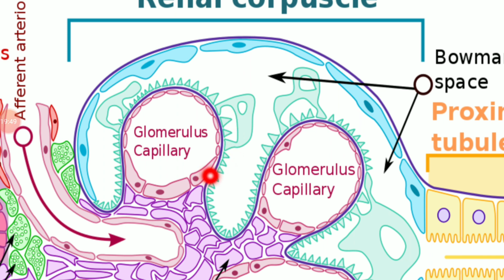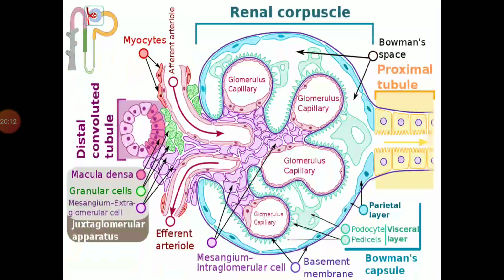Now you see that the basement membrane of this capillary is even being shared by the basement membrane of another capillary, right? So the basement membrane is like a sheath which is being shared by the capillaries over here, because the capillaries have anastomosis. And in between this basement membrane, here you can see another group of cells, and this group of cells are the mesangial cells.